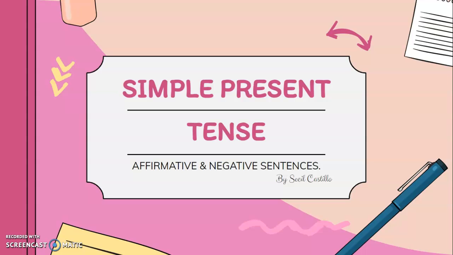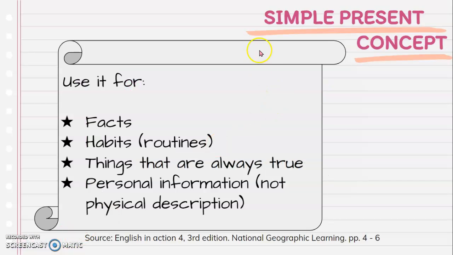Today our goal is to practice simple present tense in affirmative and negative sentences. In what cases do we use simple present? We use simple present to express facts, habits, or routines, things that are always true, or personal information. It is important not to confuse it with physical descriptions.